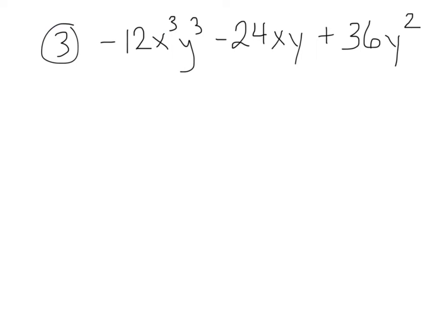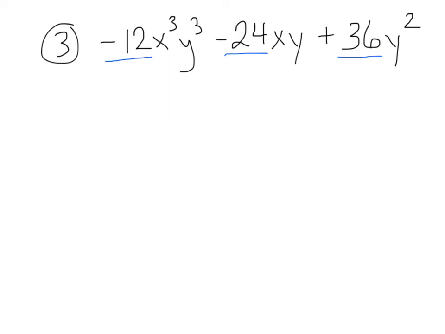Okay, here's our last problem. So we have negative 12x to the third y to the third minus 24xy plus 36y squared. So the first thing we're going to start with is our whole numbers out front. So I have a negative 12, a negative 24, and a 36. So I want to find my greatest common factor, or my GCF of these three.